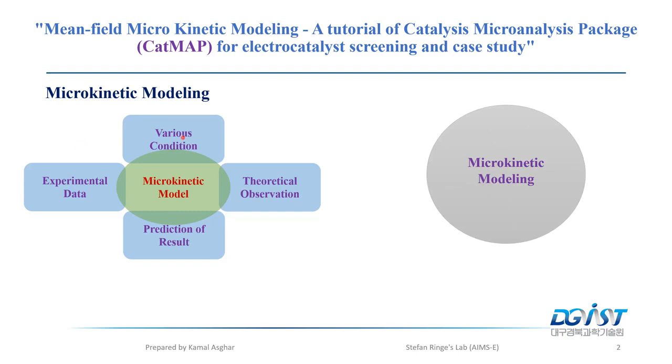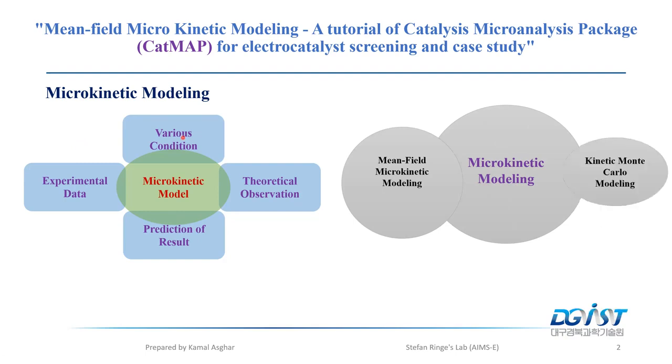There are two types of microkinetic modeling. One is mean field microkinetic modeling, and the second one is kinetic Monte Carlo modeling. But in this talk, I will focus on mean field microkinetic modeling, which is simpler than kinetic Monte Carlo modeling. And the package, which I already mentioned, is CatMAP, or Catalysis Microanalysis Package. In this package, we generally analyze and screen a catalyst, which may be composed of any material.